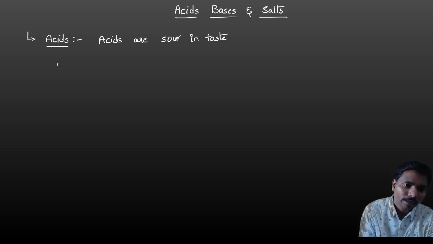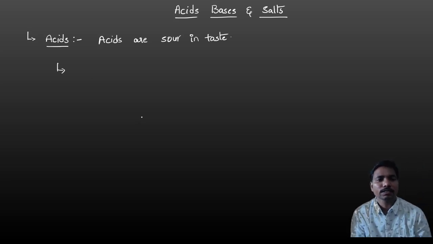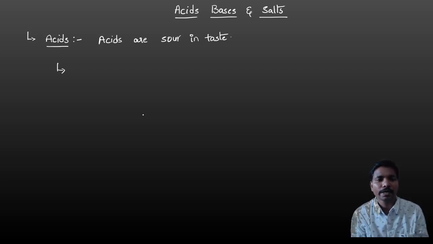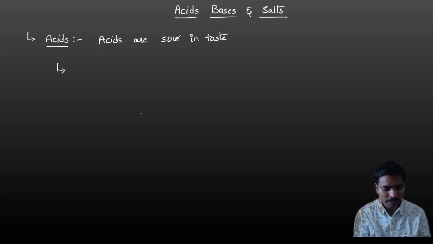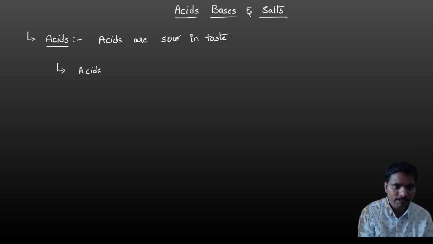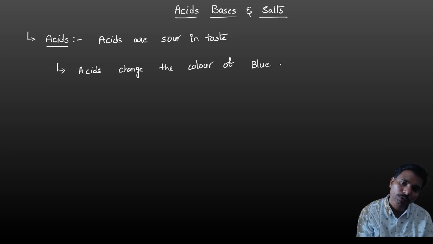Okay, and these acids convert blue litmus to red litmus. Acids convert blue litmus into red litmus. Okay, so note down that important point. Acids change the color of blue litmus to red litmus.